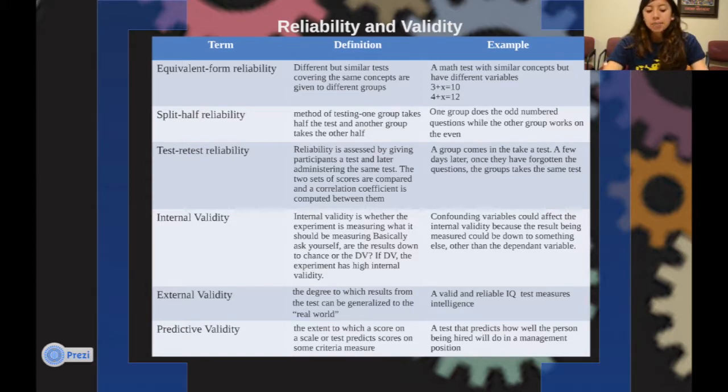So now we're going to look at predictive validity. It's the extent to which a score on a scale or test predicts scores on some criterion measure. So again, that might be like when you're applying to a job, they might give you a mini math test just to make sure that you know how to use numbers if you're using a cash register type of thing.